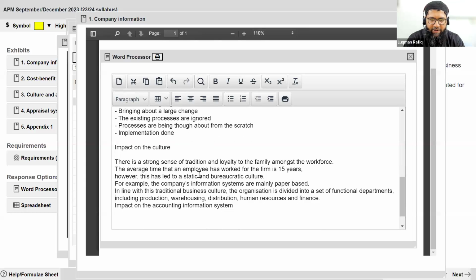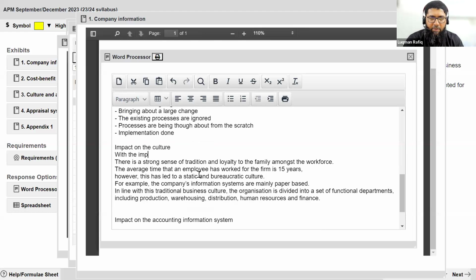I have just picked up what was there given in the question. This is an approach you can adopt in the examination also. Now, see, what are we going to do with respect to the impact on the culture? Just try to understand this.